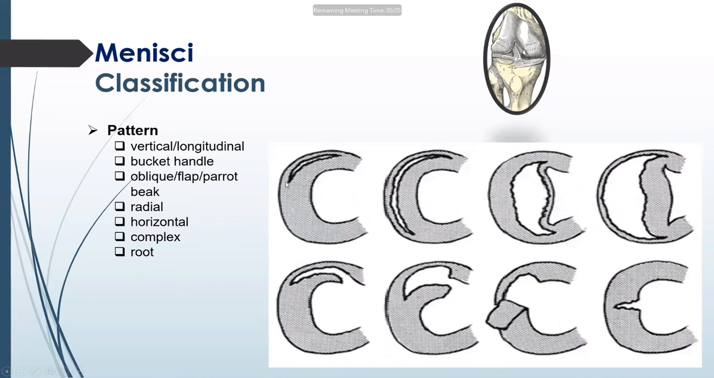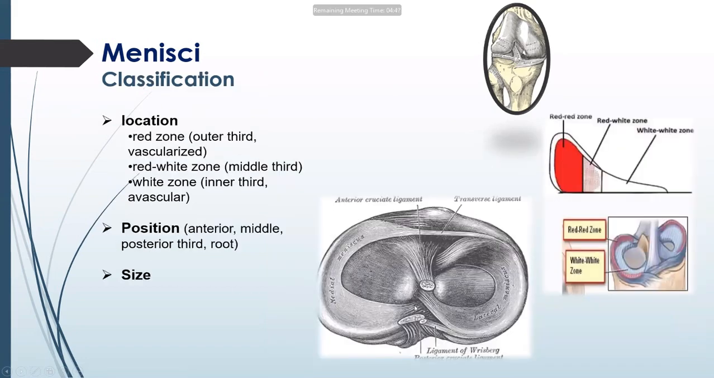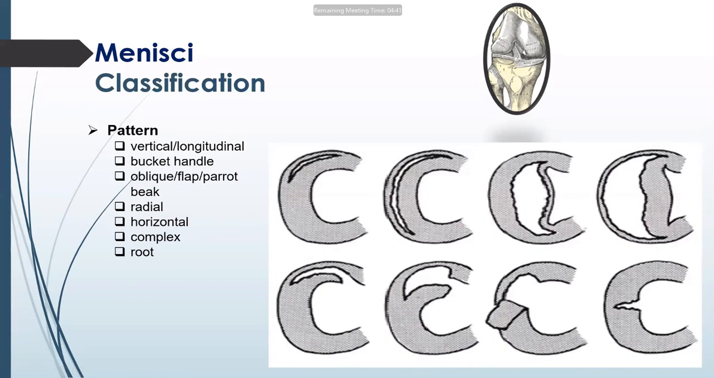We can also classify it according to its shape. It could be vertical, a bucket handle tear like this one and this one. It could have an oblique, parrot-beak shape. We have the radial and we have the horizontal. This is the radial. We can have the horizontal and we have a complex tear. And sometimes we have a root tear, which originates from the posterior part. This is the root of the meniscus, and it is devastating.